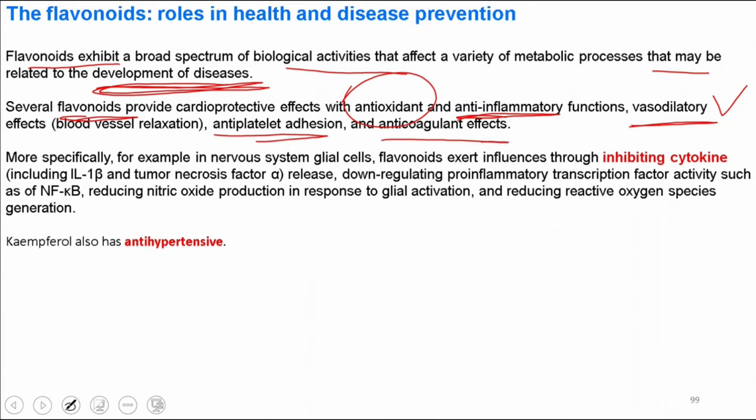Okay, some specialty, for example, in the nervous system, in glial cells, flavonoids inhibit the cytokines. They inhibit the cytokines by inhibiting NF kappa B. And also kaempferol, which comes under the class of flavonoids, is a flavonoid that has antihypertensive activity. This kaempferol has antihypertensive activity.